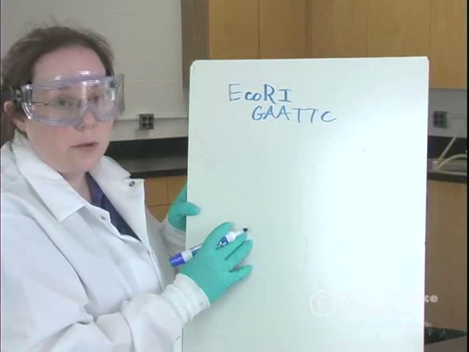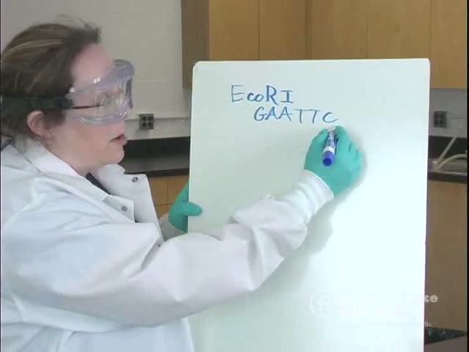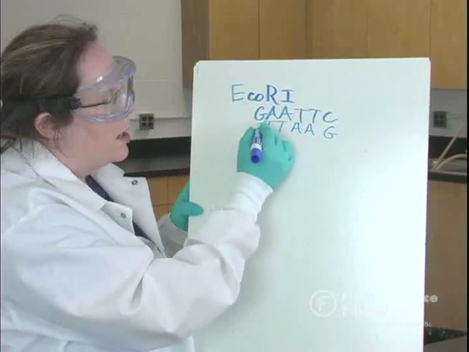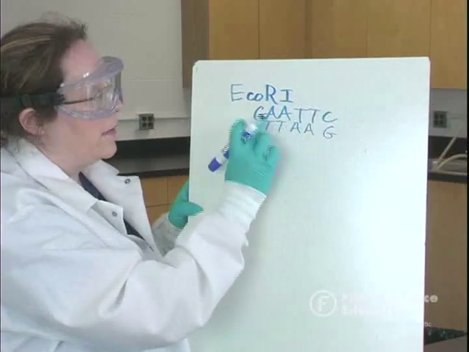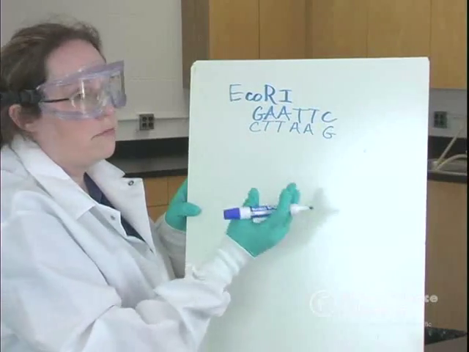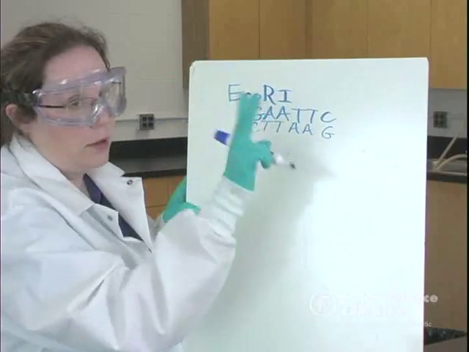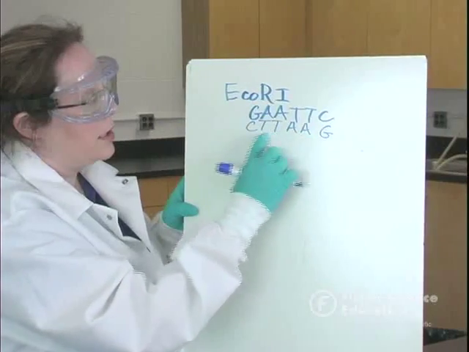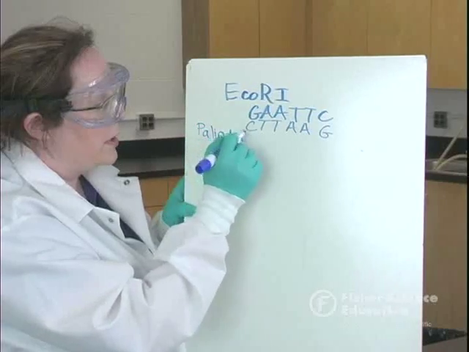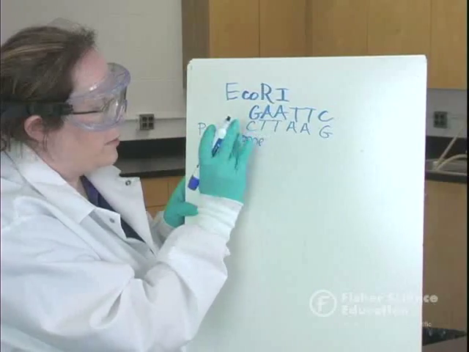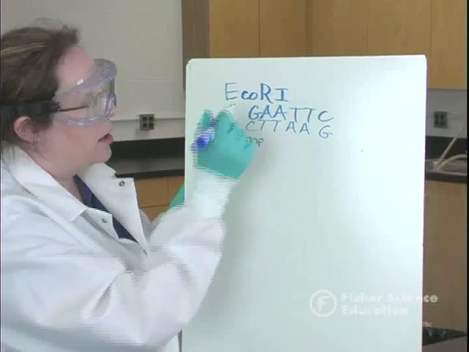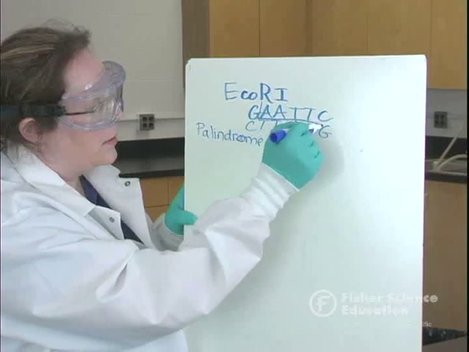And DNA, as you know, is double-stranded and anti-parallel, A with T, C with G. When we read this top strand left to right, GAATTC, the bottom strand is going to read right to left, because this is the front of the other strand. So GAATTC is called a palindrome, where the words or the segments read the same front to back. And this restriction enzyme is going to cut this DNA like this.